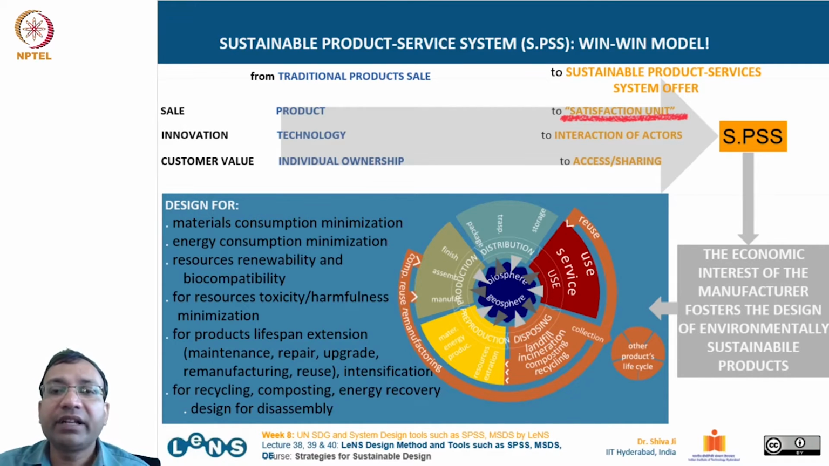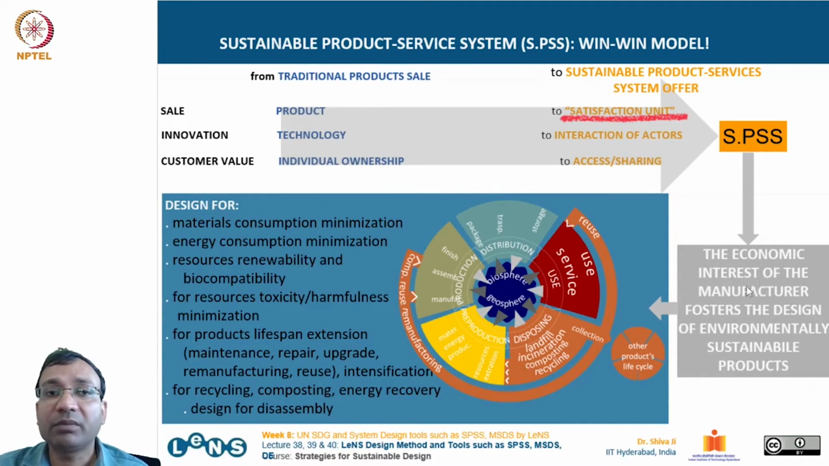So what is the innovation point? In the conventional product sales system, the technology is the innovative point. But in this SPSS system, interaction of the actors becomes the point of innovation. And what is the value received by the customer? The value we receive by buying a product is that we become the owner of that product. But in this one, there is group sharing or common sharing, or access becomes the value which we get out of such a satisfaction system. So this is what SPSS is.